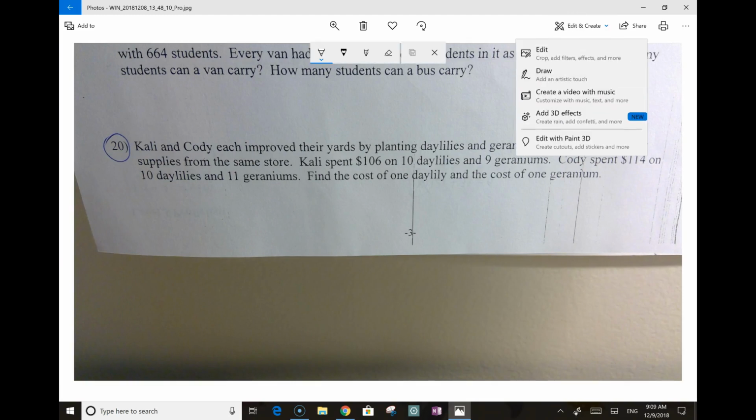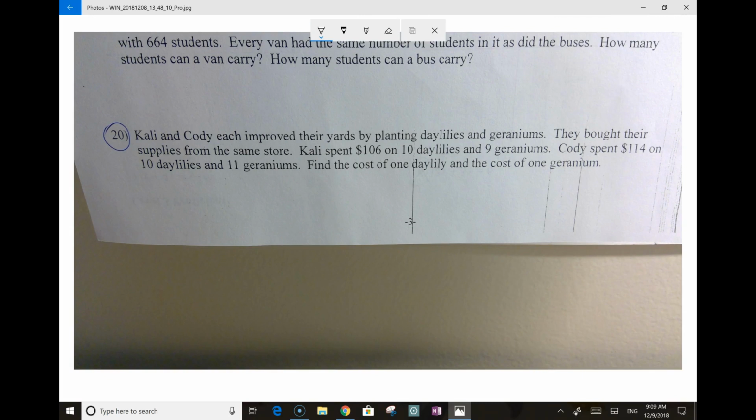So a word question. Kaylee and Cody each improved their yards by planting daylilies and geraniums. They bought their supplies from the same store. Kaylee spent $106 on 10 daylilies and 9 geraniums. Cody spent $114 on 10 daylilies and 11 geraniums. So our task is to find the cost of 1 daylily and the cost of 1 geranium. So this is a system of equations also, but it's disguised in this word question, this word scenario.